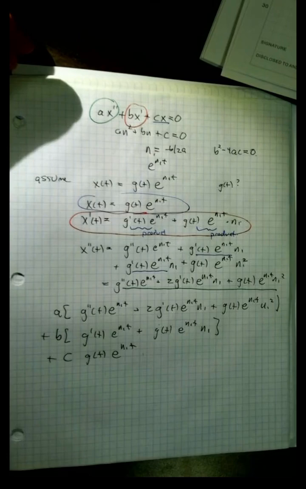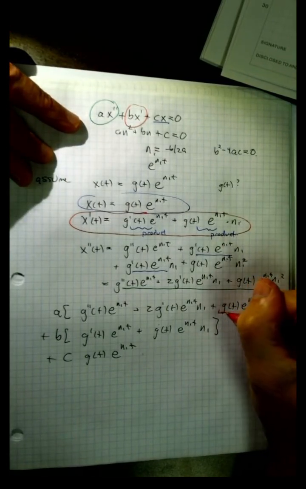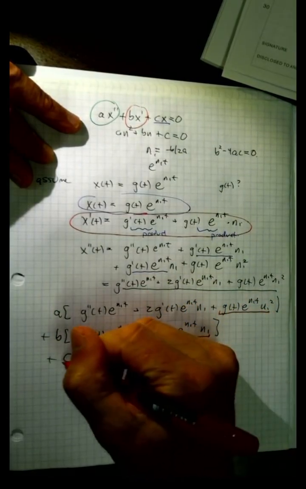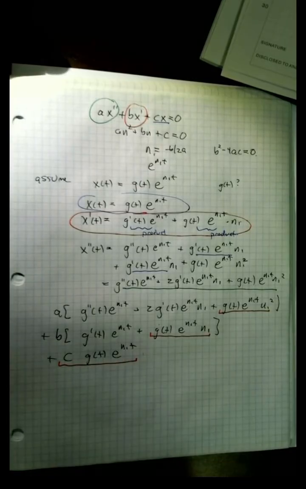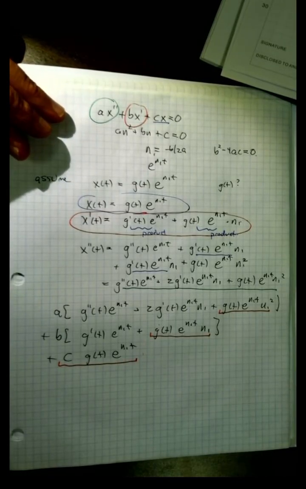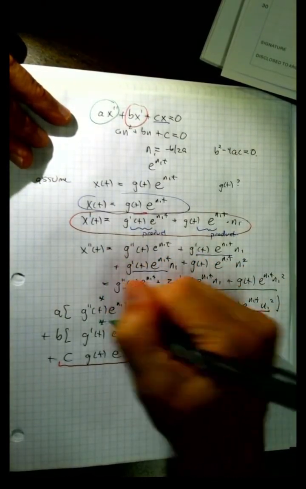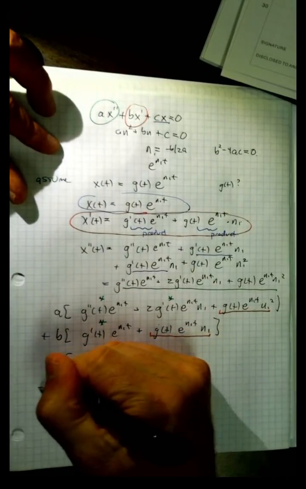Now, if I just focus on the terms that have g of t, I've got that term, and that term. So let me bring those together, and the other three terms, from here, here, and here, I'm just going to let them move along and see what happens.